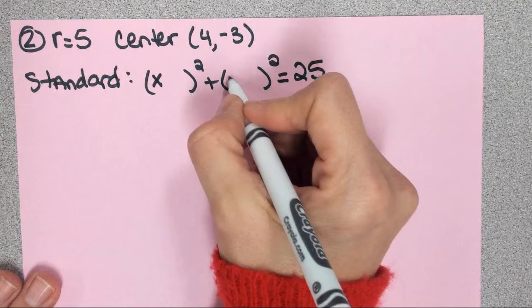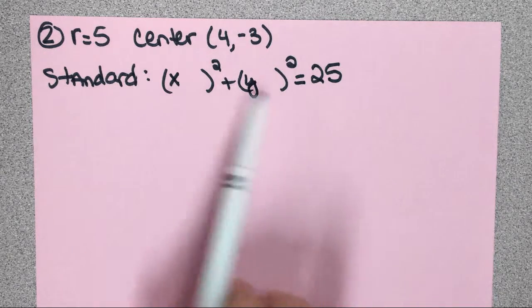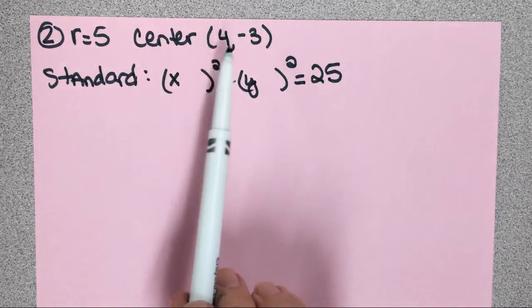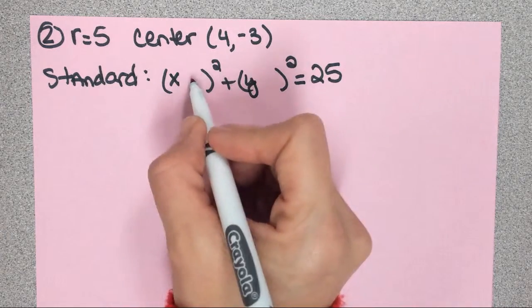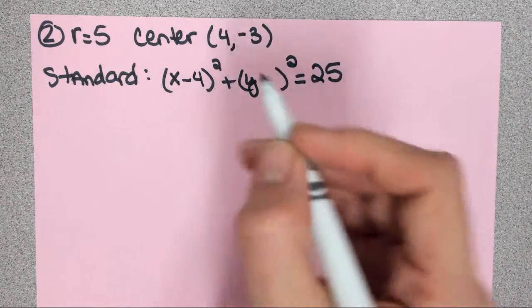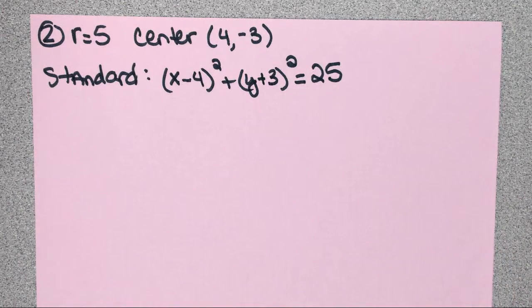Yes, sir? If you just have x, so it would be like 0, -3, would you need parentheses with 0? Good question. All right, so when you're putting these inside the parentheses, do you do what it says or do you do the opposite? The opposite. So what goes in the first one? And what goes in the second one? And you are now done.